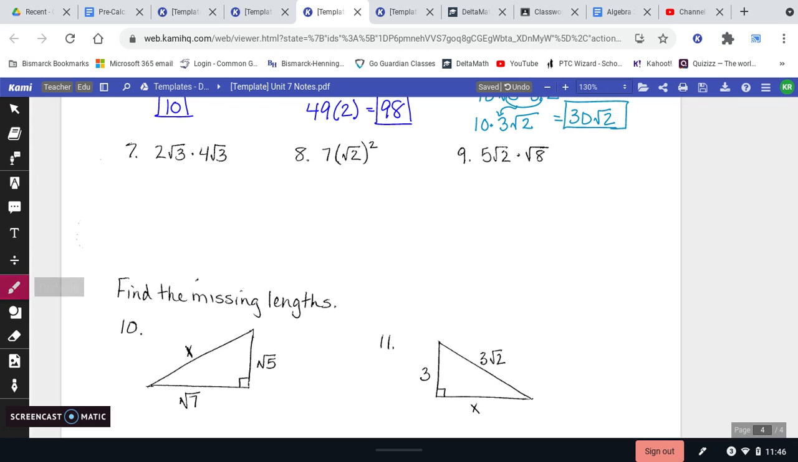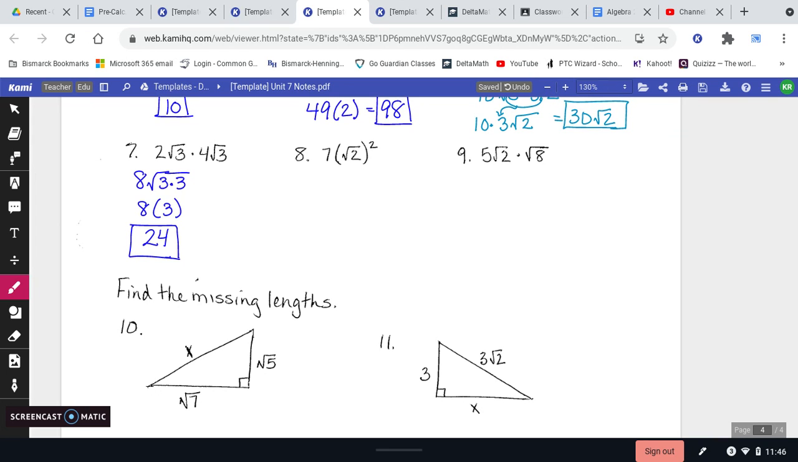Number 7, same thing. You've got the 2 and the 4 that are out front, so that's going to be 8. And now I have a square root of 3 times another square root of 3. Well, there's your pair of 3s. That comes out, and this simplifies to 24.